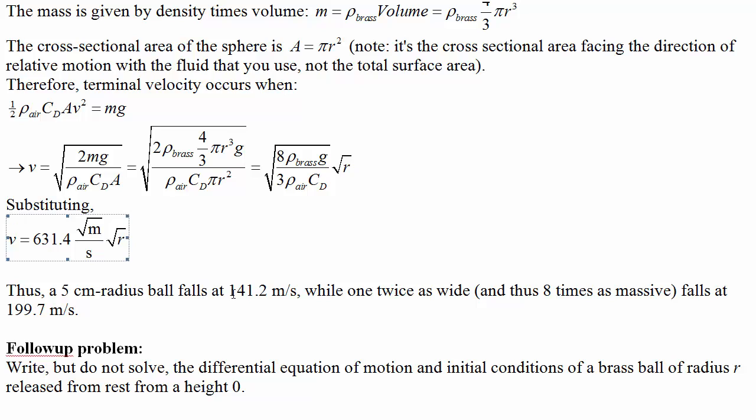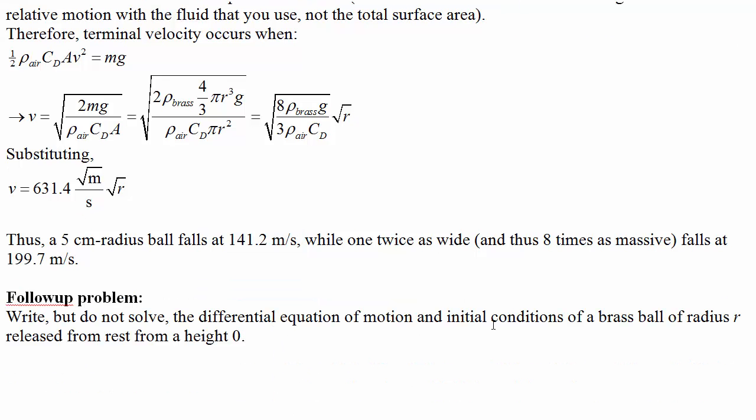And specifically, we find that the 5 centimeter radius ball falls at a terminal velocity of 141 meters per second, whereas the twice as wide one, and thus 8 times as massive, falls at a rate of about 200 meters per second. Follow-up problem to this: write, but don't solve, the differential equation of motion and initial conditions of a brass ball of radius r released from rest from a height 0.